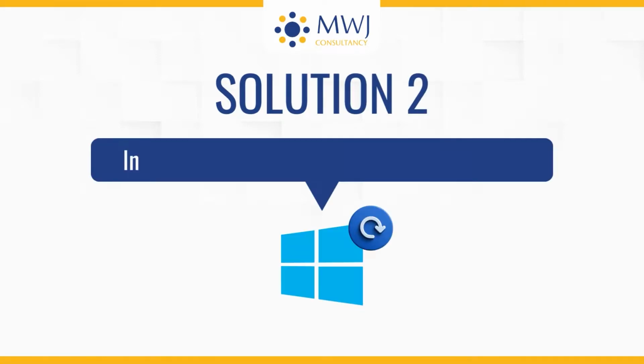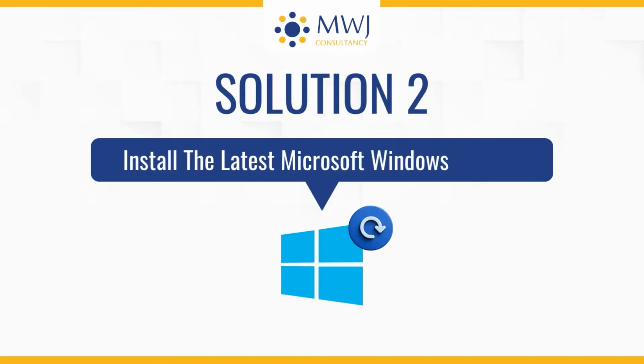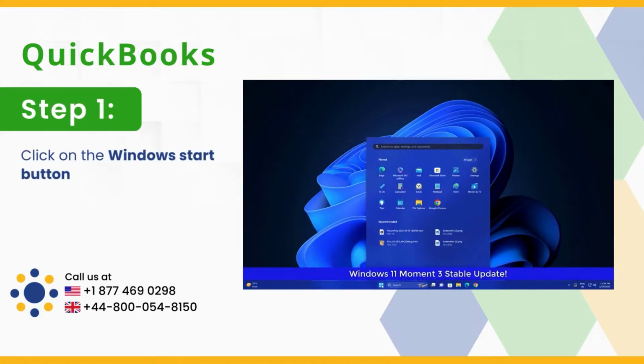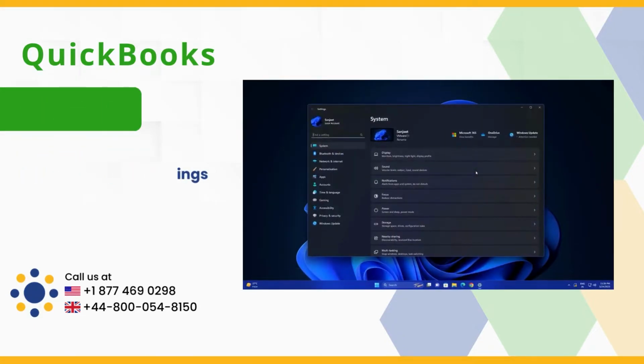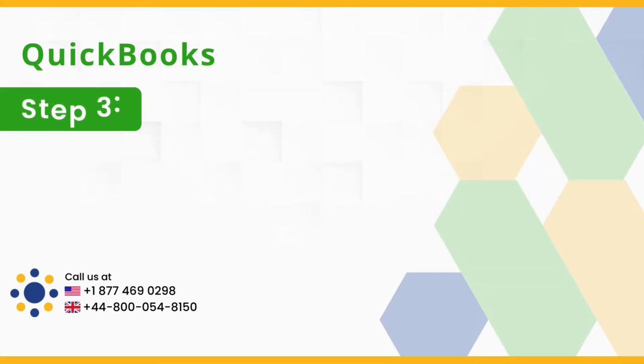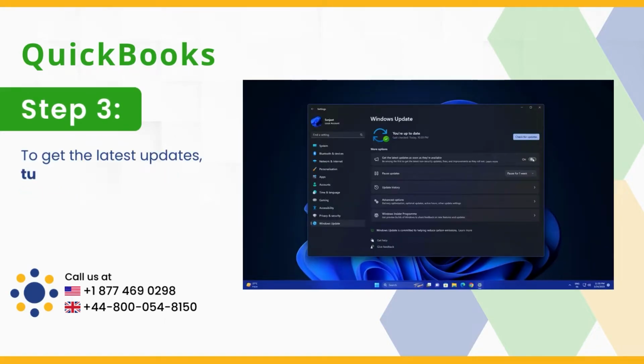Solution 2, install the latest Microsoft Windows updates. Step 1, click on the Windows Start button and go to Settings. Step 2, click on Windows Update at the right side of the screen. Step 3, to get the latest updates, turn on the toggle next to get the latest updates as soon as they're available.